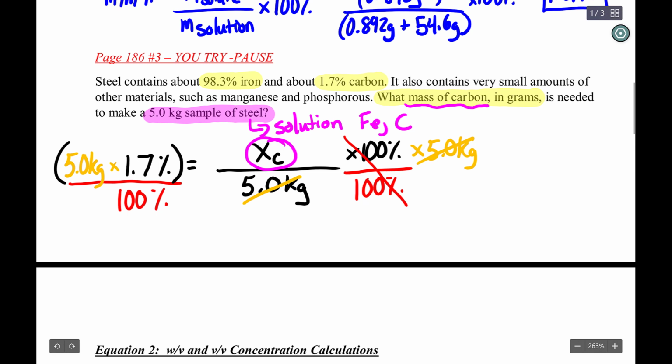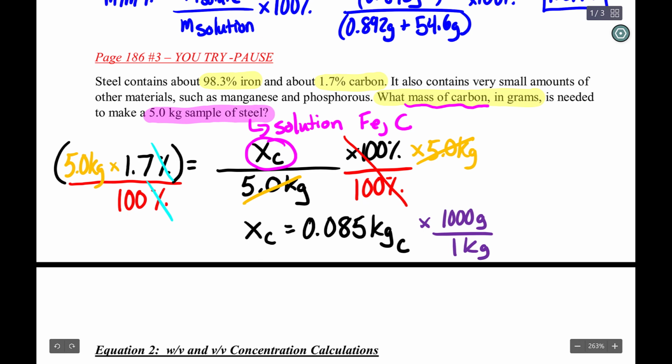Now what happens to the units is the percentages cancel out, so I know my final answer is actually going to be in kilograms. So the mass of carbon in kilograms would be 0.085 kilograms of carbon. If I want to turn that into grams, I'd multiply by 1,000 because there is 1,000 grams for every 1 kilogram. The kilograms would cancel out, and I would be left with 85 grams of carbon.